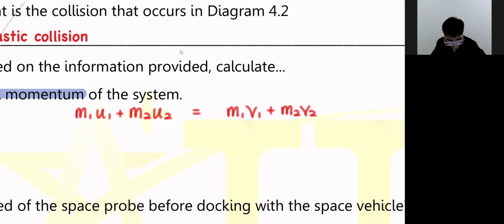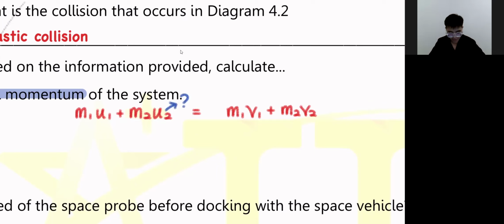So which one should we use to calculate the total momentum of the system? Very simple. Just choose whichever. Of course, there will be only one answer. But how do you know which one to use? You can do trial and error. You can try the first one first. But I can tell you, if you try the first one, it won't work. You cannot find the answer because you don't have the initial velocity.